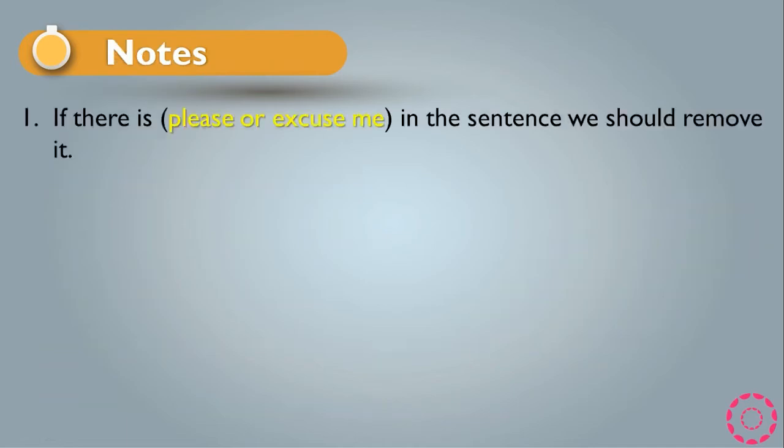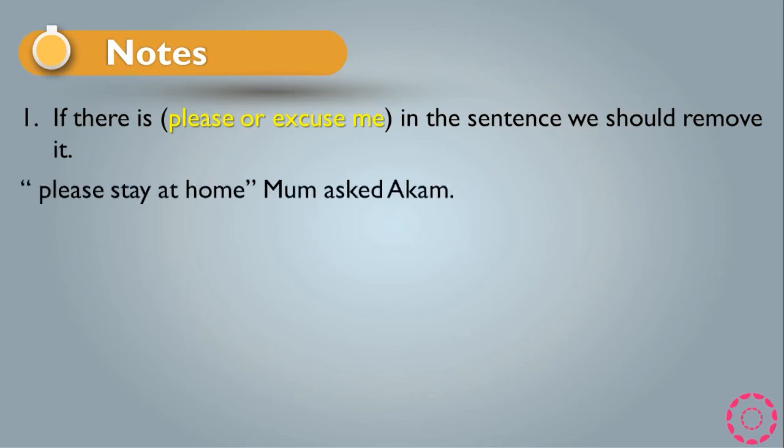So we have some notes here. If there is please or excuse me in the sentence, we should remove it. This is the first note. Please stay at home, for example. Mom asked Akam. So let's see how we are going to report this sentence. Mom asked Akam to stay at home. As you see, we removed please.